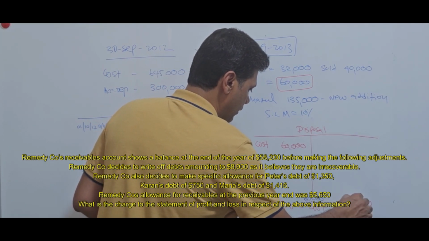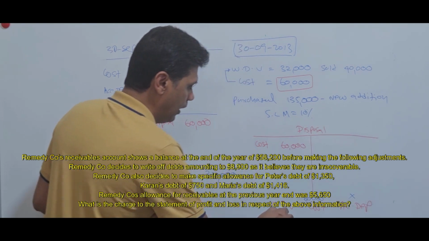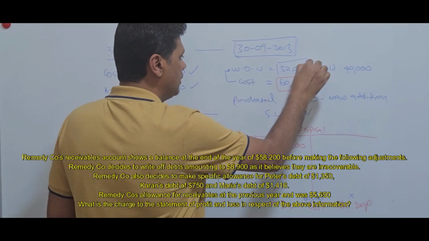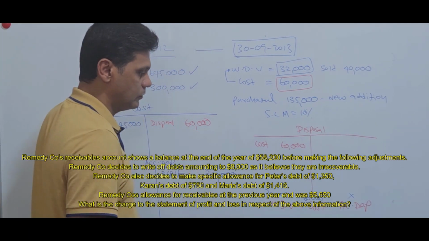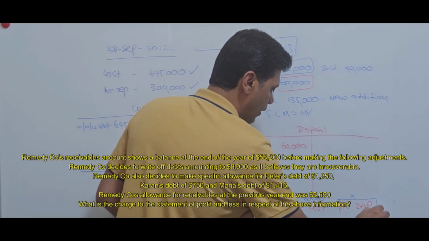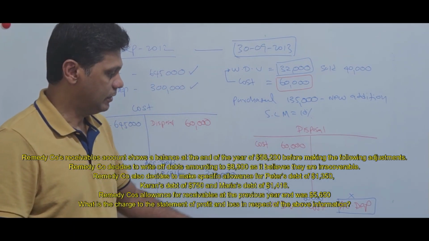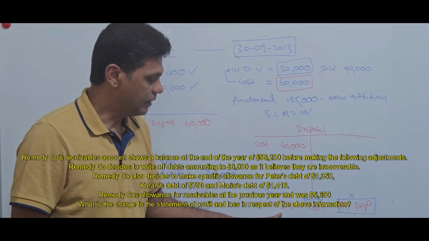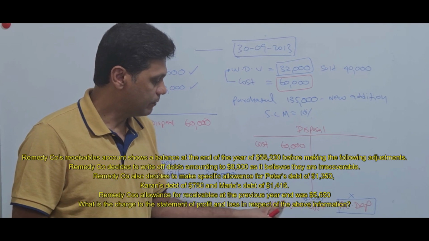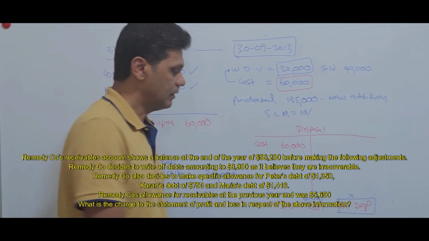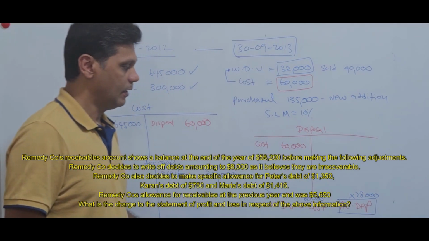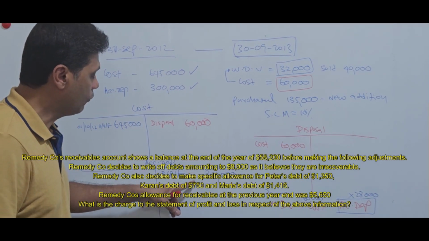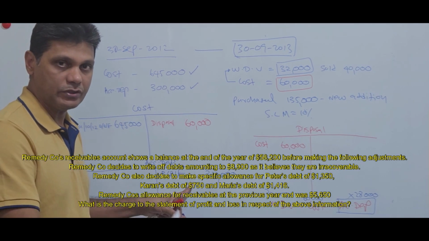This is not given, and the written down value is given as 32,000. It's very easy to identify the accumulated depreciation if you are given the cost and the written down value. Simply 60,000 minus 32,000 will be the accumulated depreciation, which is 28,000. This 28,000 has to be removed from the accumulated depreciation account.